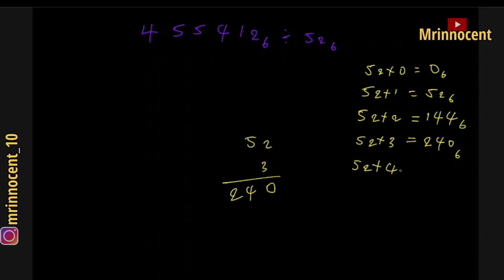52 times 4: 4 times 2 is 8. 8 in base 6 is 1, remainder 2. 4 times 5 is 20, plus 1 is 21. 21 in base 6 is 3, remainder 3. So we have 332 in base 6.